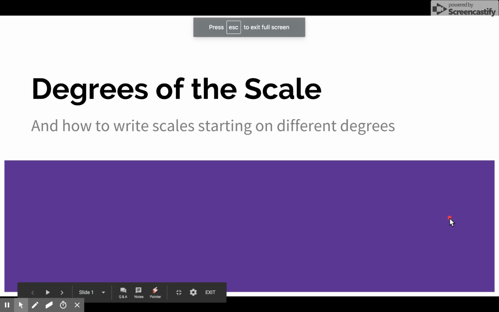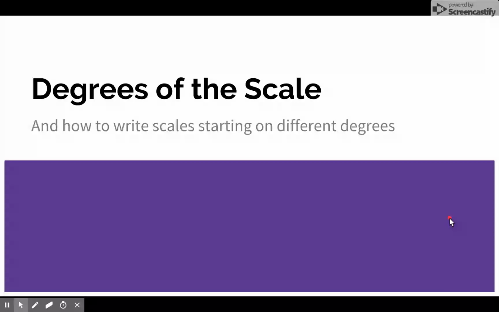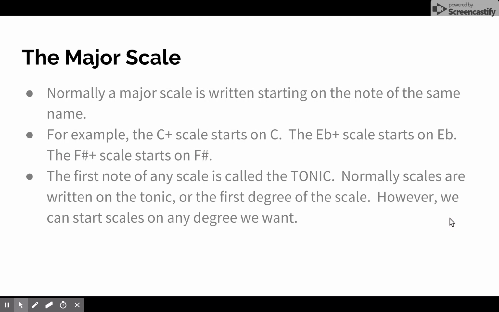Hi guys, we're going to do a quick review of degrees of the scale and how to write scales starting on different degrees. Normally, a major scale is written starting on the note of the same name. For example, C major starts on C, the E flat major scale starts on E flat, the F sharp major scale starts on F sharp, and so on.